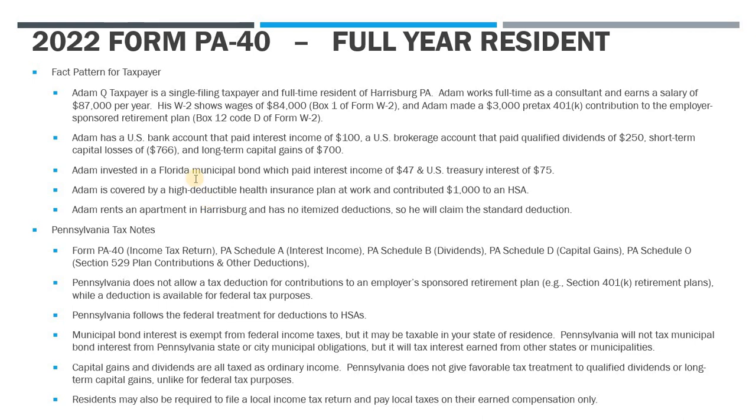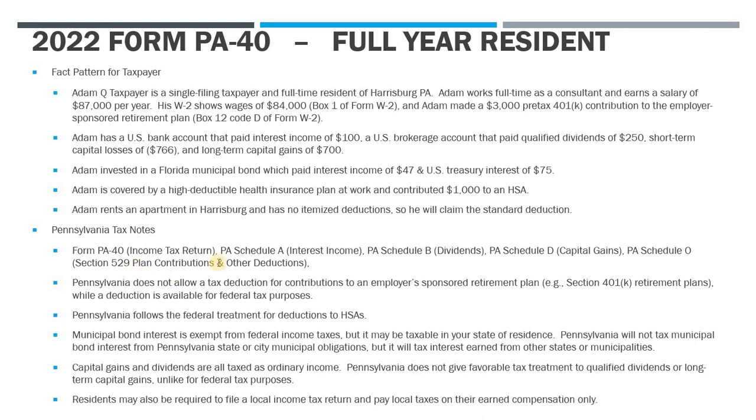Now also in his investment portfolio, he's got some Florida municipal bond holdings, which paid him interest income of $47, and he has some U.S. Treasury interest income of $75. Now for health insurance here, he's covered by a plan at work, and it's a high deductible health insurance plan. And so he decided to open an HSA, a health savings account, and contribute $1,000 to that account. Adam rents an apartment and has no itemized deductions, so he's going to be claiming the standard.